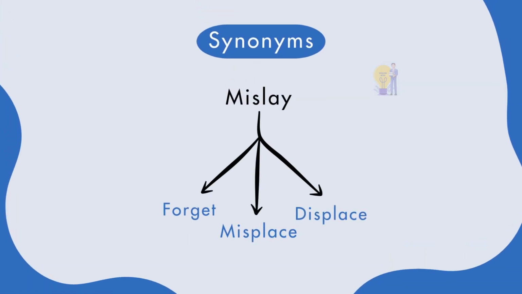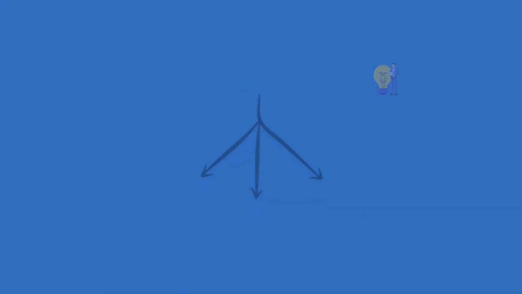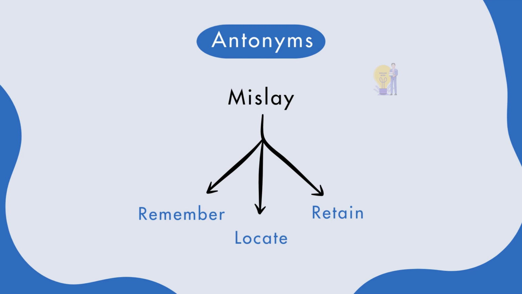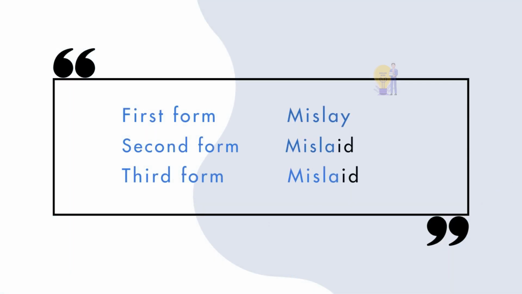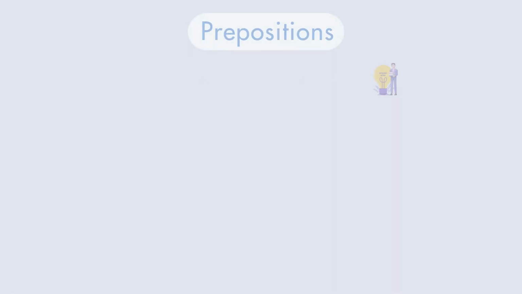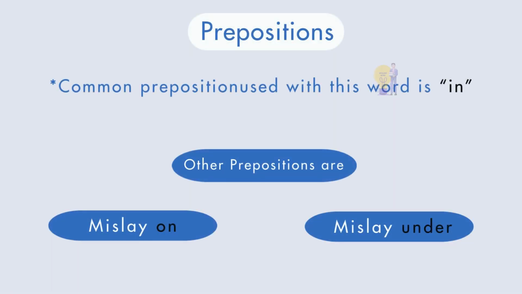Synonyms of mislay are forget, misplace, displace. Antonyms are remember, locate, retain. The first form is mislay, the second form is mislaid, and the third form is mislaid. Common preposition used with this word is in, and the other prepositions are on and under.